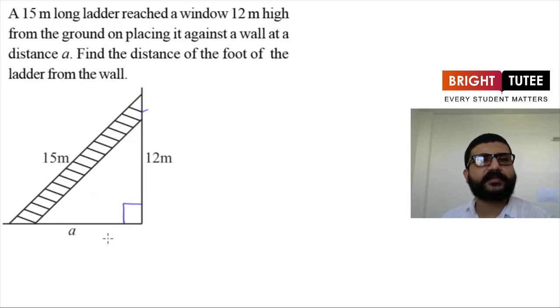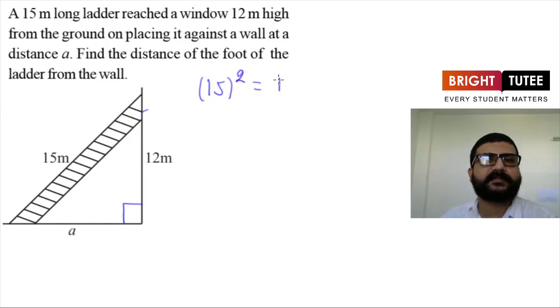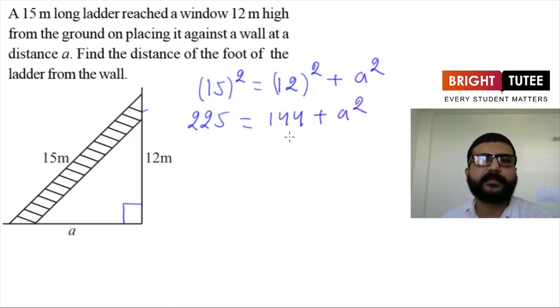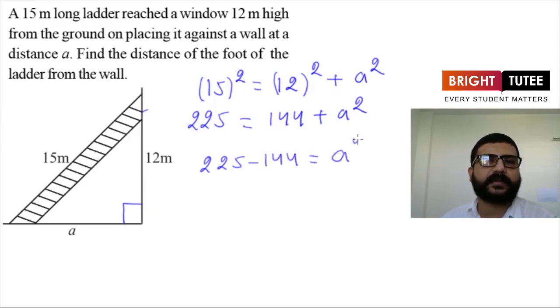Now can we use Pythagoras theorem here to get the value of A? Yes, we can do that. So let's do it. So hypotenuse square, which is 15 square, is equal to sum of the squares of other two sides. So it will be 12 square plus A square. Now what is 15 square? It is 225 is equal to 12 square, which is 144 plus A square. Now from here we have to transpose 144 on the left side of the equation. So this gives us 225 minus 144 is equal to A square.